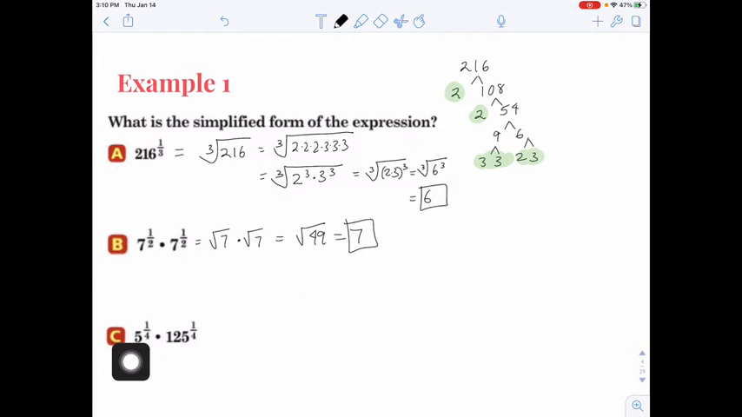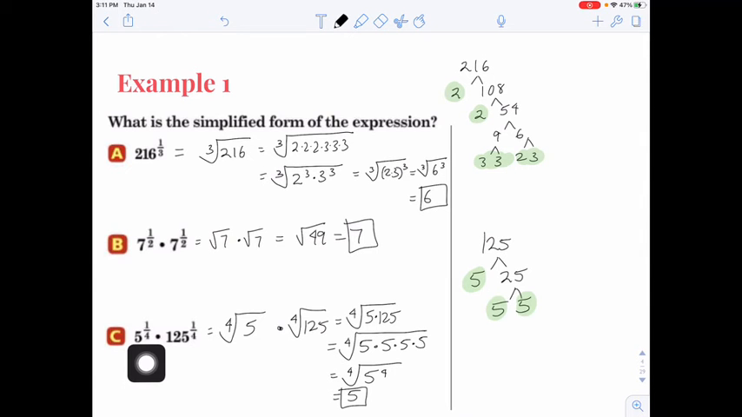For part C, we have 5 to the 1/4 power times 125 to the 1/4 power. We again can start by rewriting these as radicals. Since we have 1 over 4, we're going to have a radical with an index of 4, so the fourth root of 5 and the fourth root of 125. 5 is prime, but 125 is not. If you want to do a factor tree for 125, you get 5 times 25. 25 is 5 times 5. So when we have 5 times 125 in the fourth root, we can rewrite it as 5 times 5 times 5 times 5, or 5 to the 4th power. Now we have a fourth root and a 4th power. That's going to become just 5. We were allowed to multiply these two together like this because they were both fourth roots.